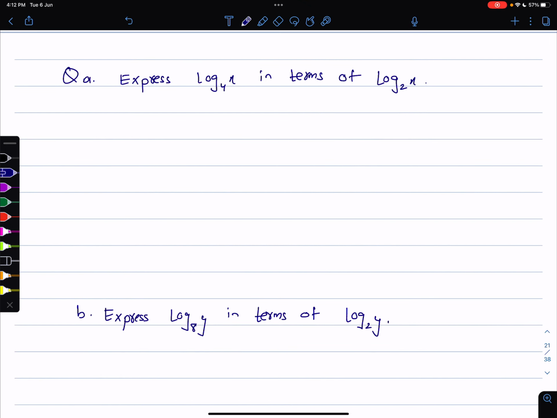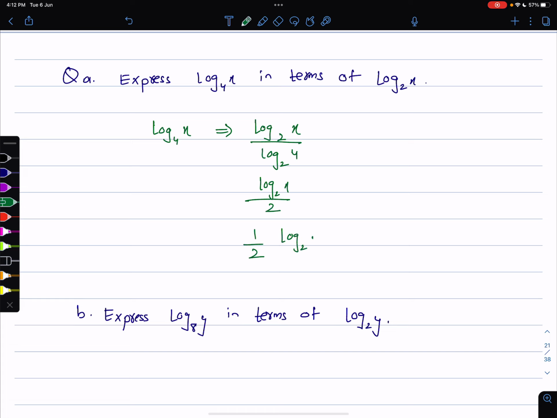Alright. Express log to the base 4 of x in terms of log to the base 2 of x. Again, the same working. Log to the base 4 of x is going to be equal to log to the base 2 of x divided by log to the base 2 of 4, which is log to the base 2 of x upon 2. Hence the answer is half log to the base 2 of x.